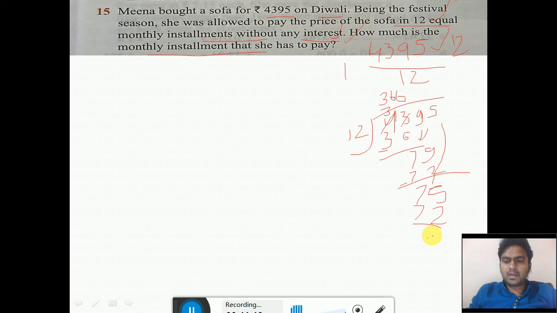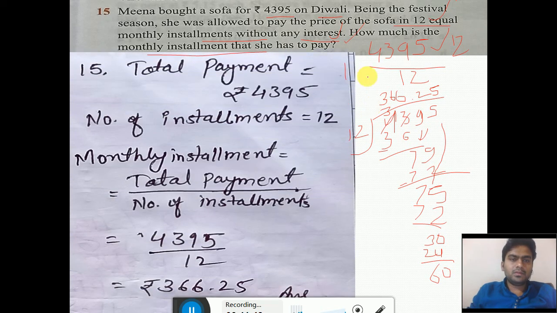Now we are left with 3. Now we will put the decimal point. Now we will put a 0 here. Now 12 2s are 24. Now we are left with 6. Now the decimal point is there, we can put a 0. Now 12 5s are 60. So we got the answer 366.25.